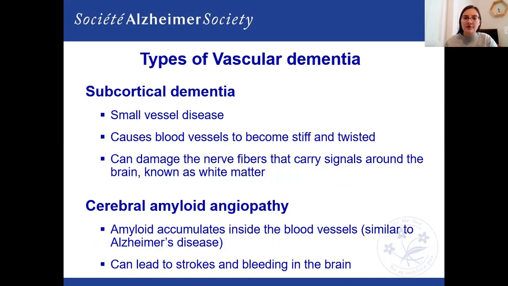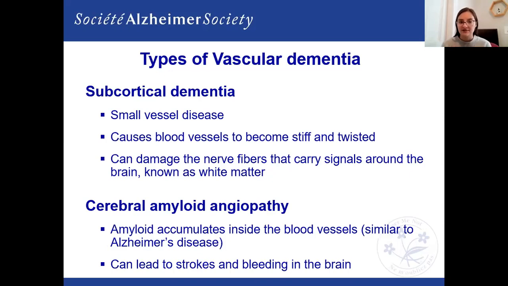Let's talk a little bit more about these. So subcortical dementia, which we briefly touched on at the beginning, is a small vessel disease, and it causes those blood vessels that are normally flowing perfectly, with all the blood getting to all of your neurons, to become stiff and then twisted. And so the blood can't flow as easily or as nicely to all of your brain cells. It can also damage the nerve fibers that carry the signals around the brain. They call this the white matter.